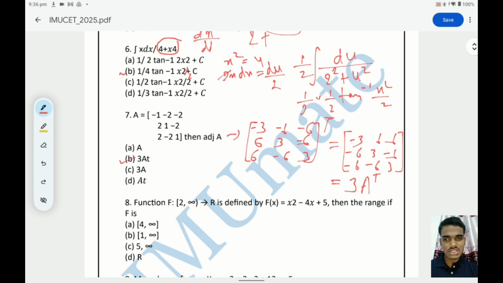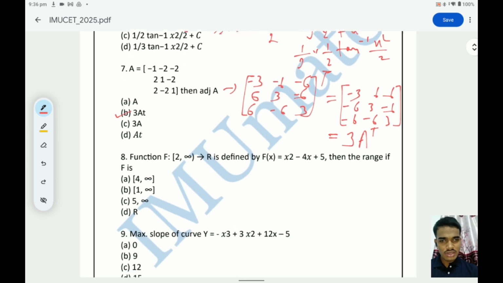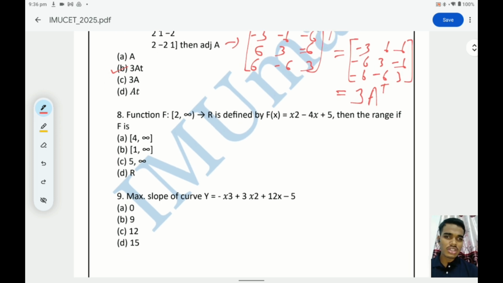Let's go for question number 8. Question number 8 is just about the range of a function. Here the domain is given, and we can see that in the domain the minimum value is 2 and the maximum value is infinity. So we will put it here and get the minimum value. What will the minimum value be?